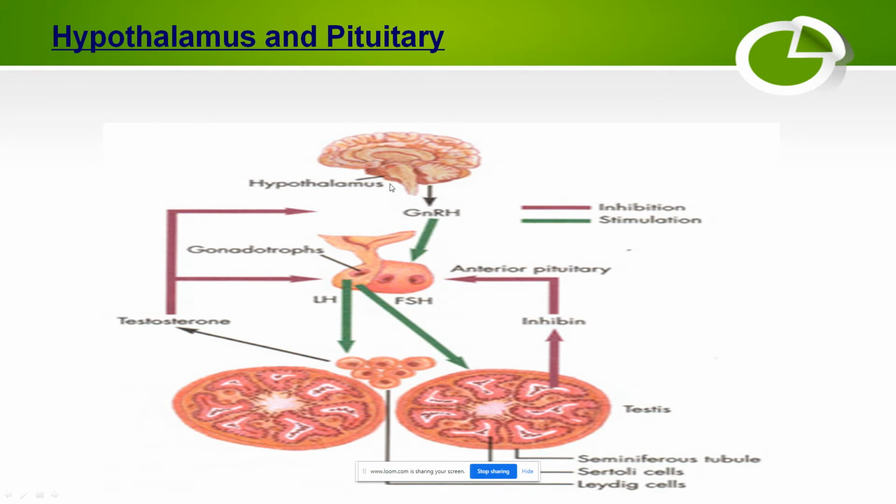This is an illustration whereby this signifies the hypothalamus, part of the brain. This is gonadotropin releasing hormone, which stimulates gonadotropes to release luteinizing hormone and FSH, which is follicle stimulating hormone. They elicit their effect in the testes, and there is an inhibition pathway which acts upwards.